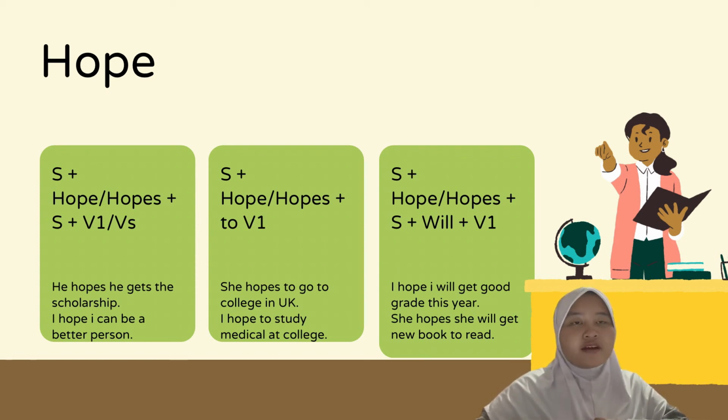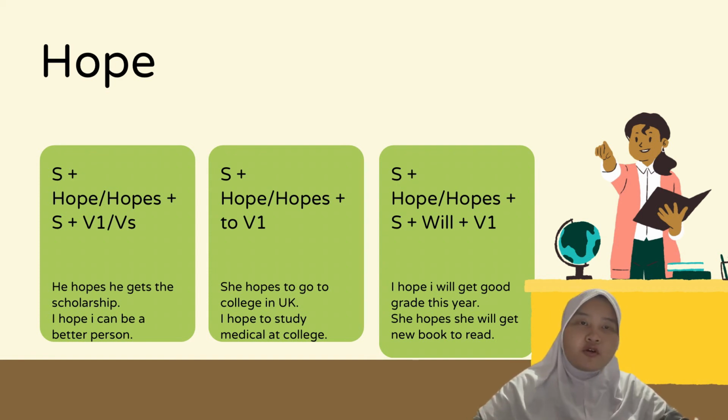And then followed again by the subject, he, and then followed by verb s, gets, because the subject is he, and then the scholarship is the complement. Why we use hope in this sentence is because he's optimistic to get the scholarship, and it's also possible for him to get the scholarship because he already studied hard.